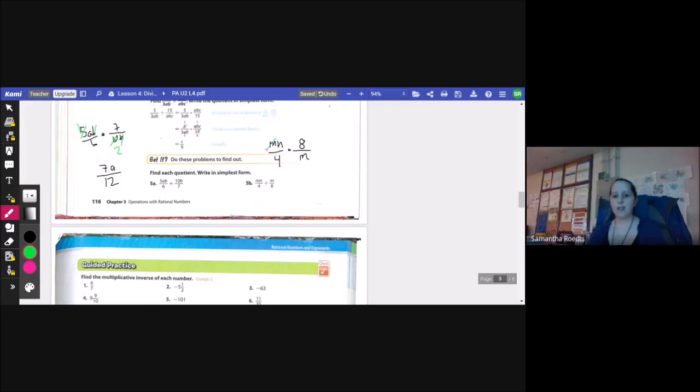Okay, from here I can see that m cancels. 4 and 8 also simplify, so this becomes 1 and 2. Now I just multiply straight across. I have n and 2 left, so that becomes 2n and 1 and nothing else, so that's 1. So this becomes 2n over 1, or just 2n. And that is the end of Unit 2, Lesson 4.